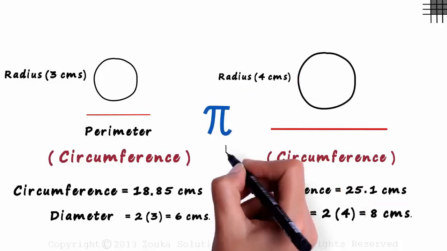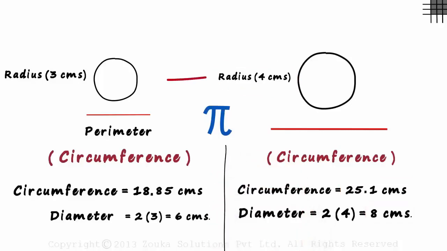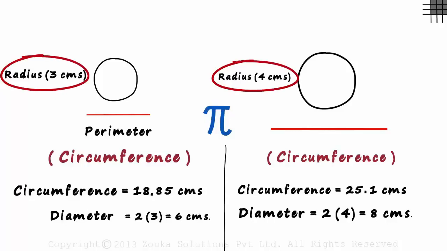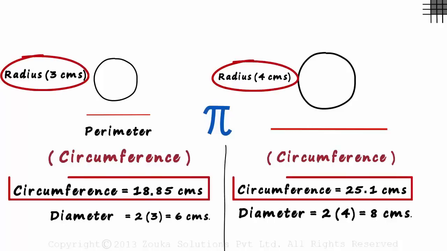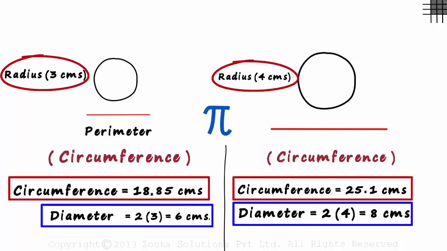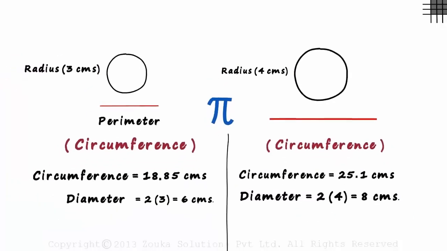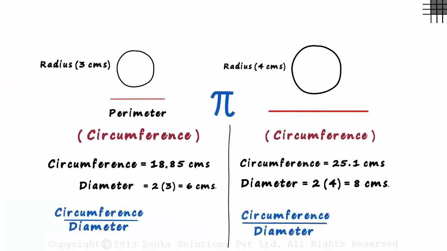We looked at two different cases here. One circle with 3 as the radius and another with 4 as its radius. In both cases, we calculated the circumference and the diameter. Let's zoom out and find the ratio of circumference by diameter in each case.